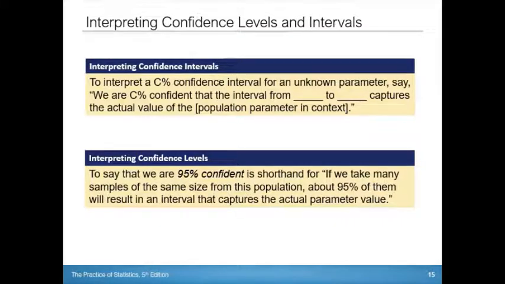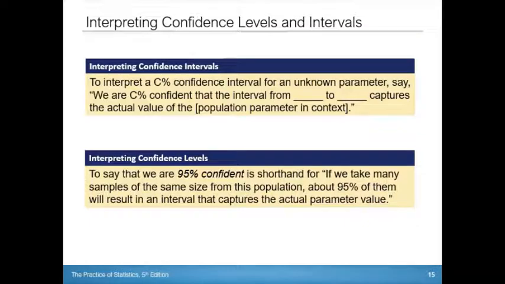To interpret a confidence interval for an unknown parameter, this is how we want to say it. We are C% (so probably 95%, 90%, 99%, whatever the percentage is) confident that the interval from, and then you give the actual values, from blank to blank, captures the actual value of, and then in context, say the parameter that you're trying to estimate. All right, we'll look at an example.